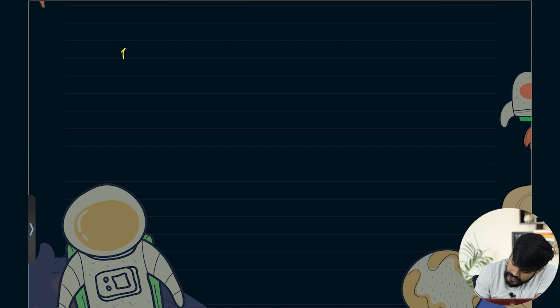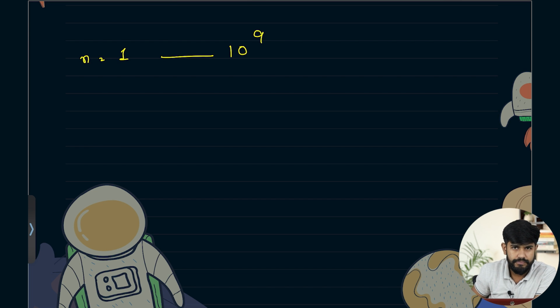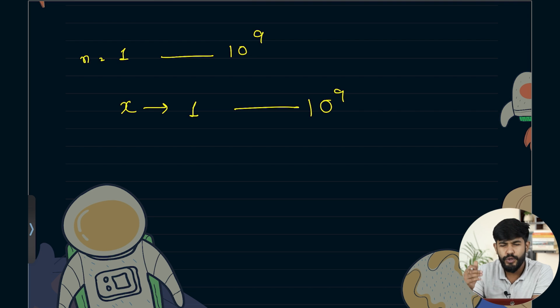The value of n can range from 1 till 10 to the power 9. How would I know? From the constraints. The value of x would also go from 1 till 10 to the power 9. To be honest, 10 to the power 9 minus 1, but we can take a rough value. 1 won't affect the answer that much.